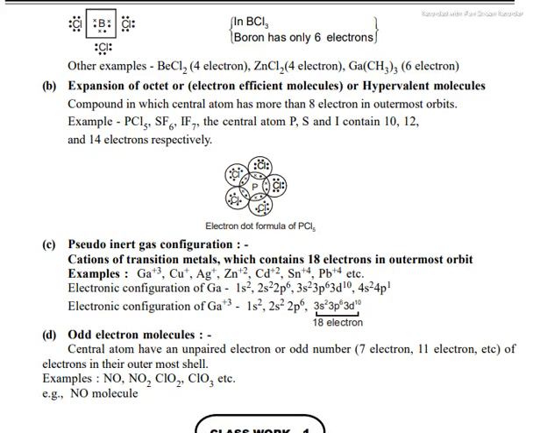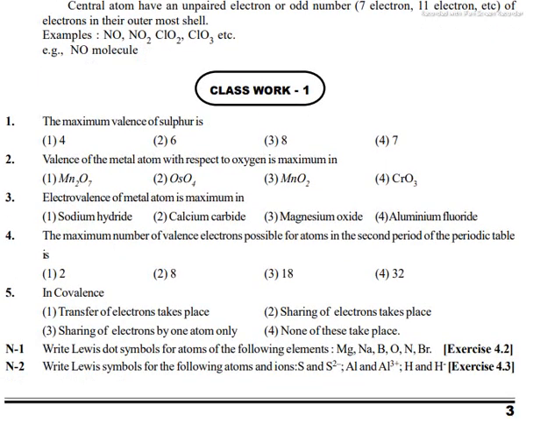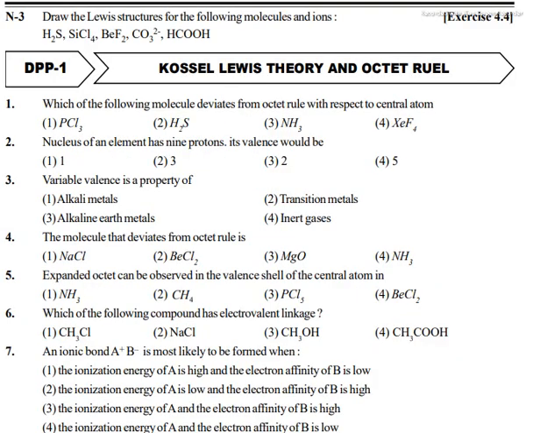You can solve some questions I'm giving you. You can take a screenshot of this Classwork 1 and solve these questions. You have to draw the Lewis dot structures of H2S, SiCl4, BeF2, CO3 2-, and formic acid HCOOH. And here is your DPP 1. You can take a screenshot and solve this.